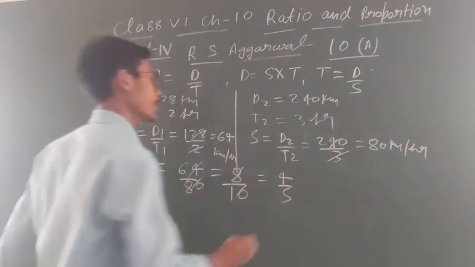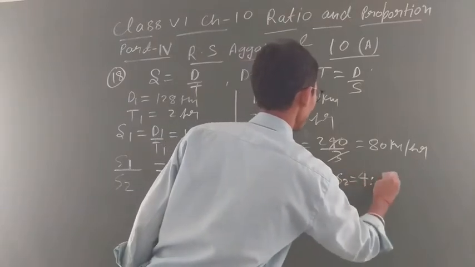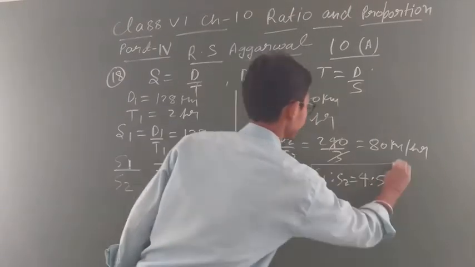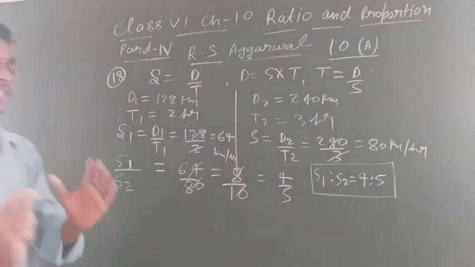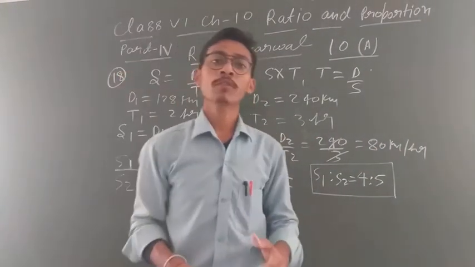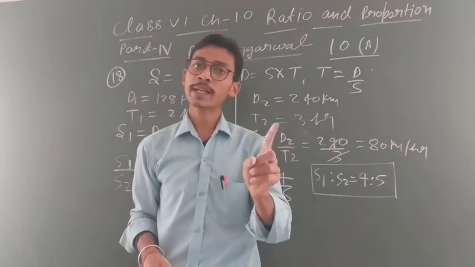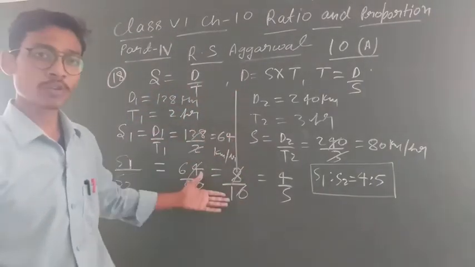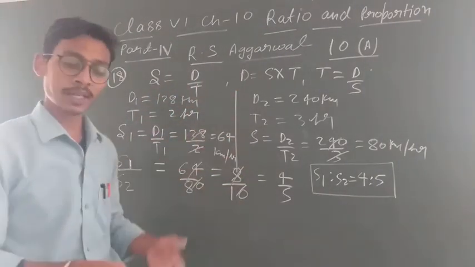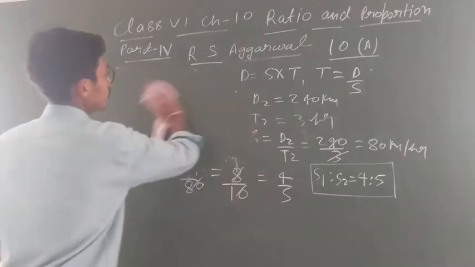Now you have to find the ratio. You can write down S1 is to S2 equal to 4 is to 5. See, this is very easy. First what you will do student, first you will write the information which is given in the question. The information given for distance and time. Two distances and two times are given. So you can find out two speeds and the ratio you can find out this way. Clear everyone? Okay. Now move to the next question student.